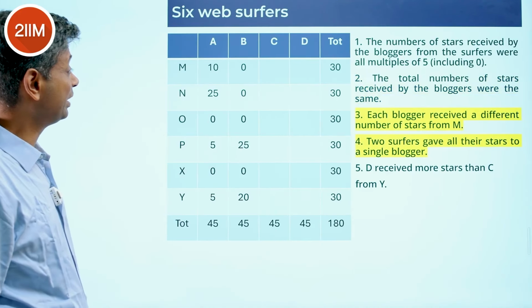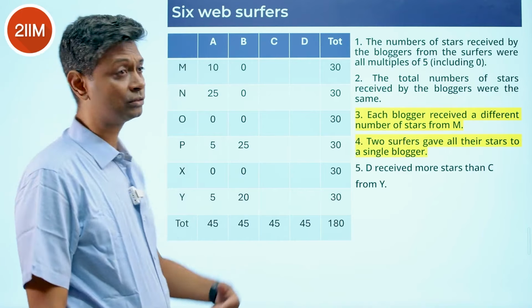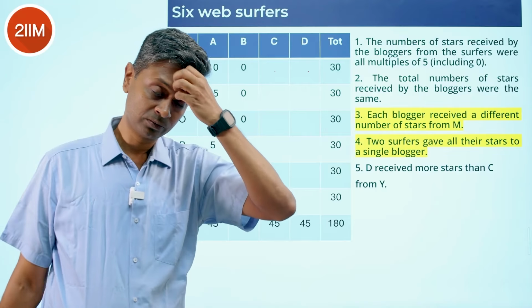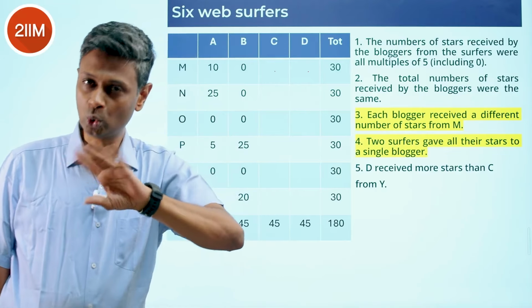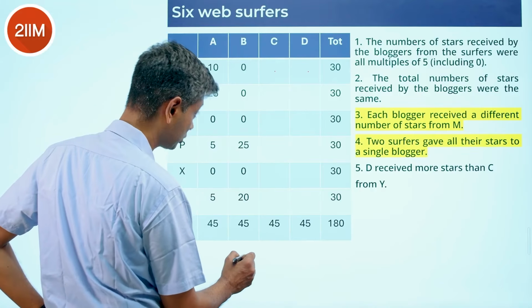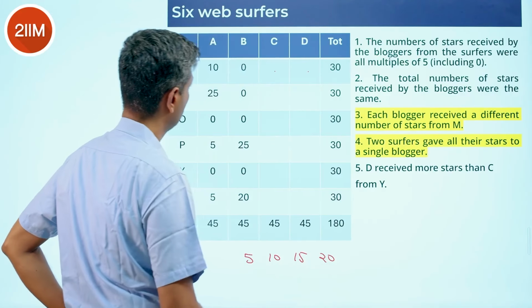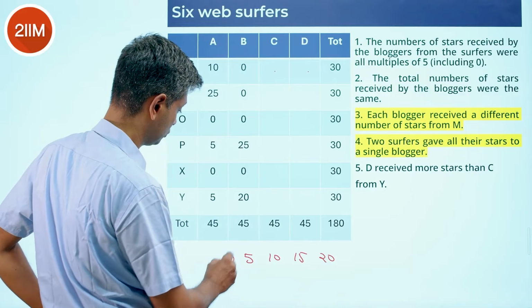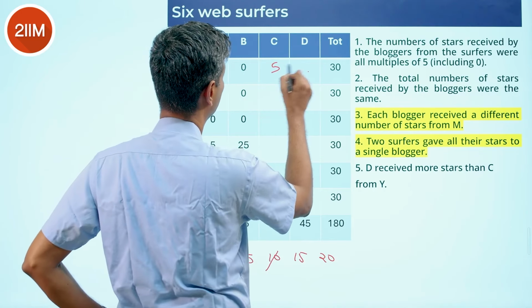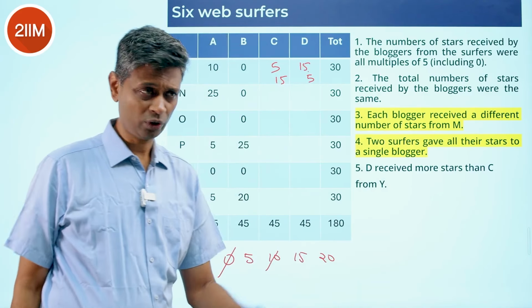Each blogger received a different number of stars from M. So M gives away 10 here, totally 30. These two should add up to 20. No 0, no 10. Multiples of 5. And so the multiples of 5 till 20 are 5, 10, 15, 20, 0, no 0, no 10. 5 plus 15 is 20. This is 5 plus 15 or 15 plus 5. One of these two. Right?